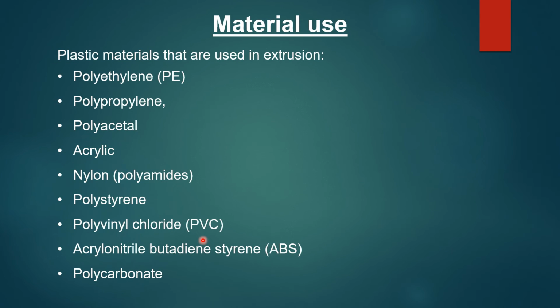There are different types of materials, but these are the common materials generally used for the extrusion process: polyethylene, polypropylene, ABS, PVC, acrylic, and polycarbonates.